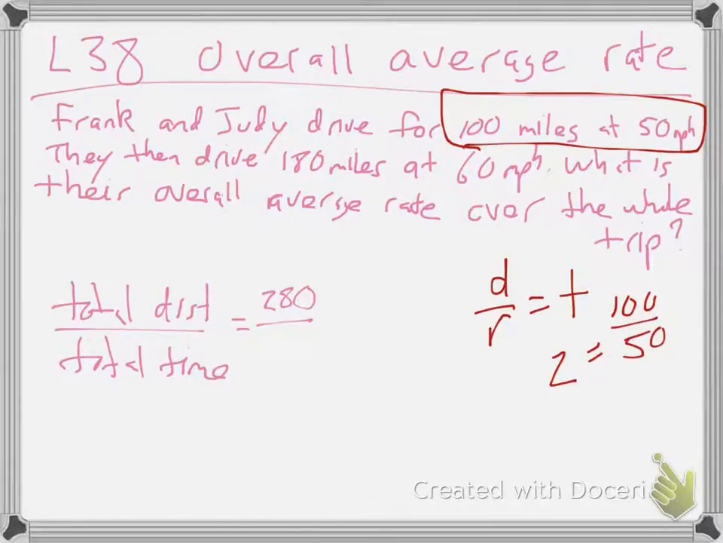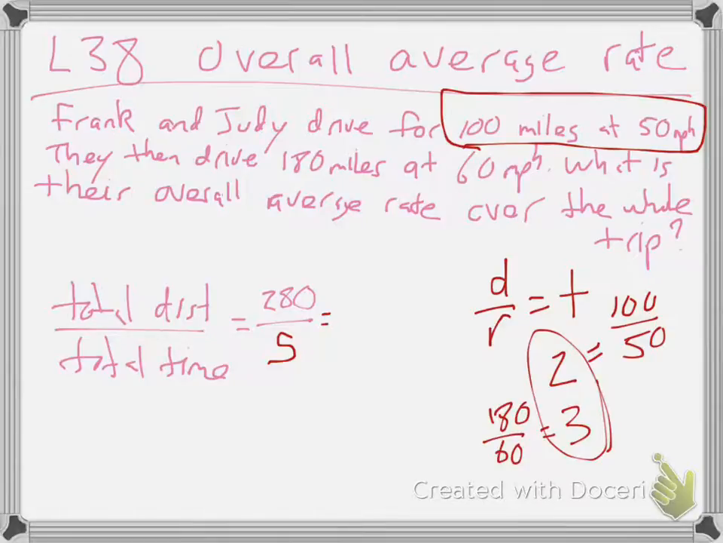The second leg of our trip was 180 miles at what speed? At 60, which is 3 hours. Together, that adds to 5. And so, what's 280 divided by 5? You get your average rate. Let's see, what do we get? 56. Take your calculator out, figure it out if you need to. Sure.